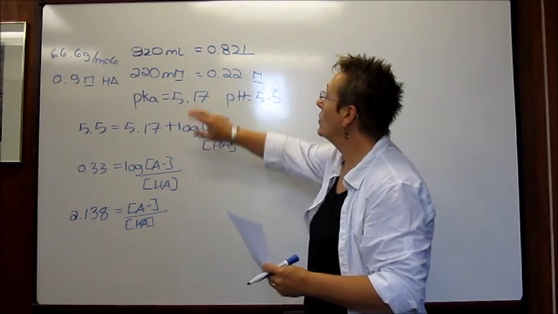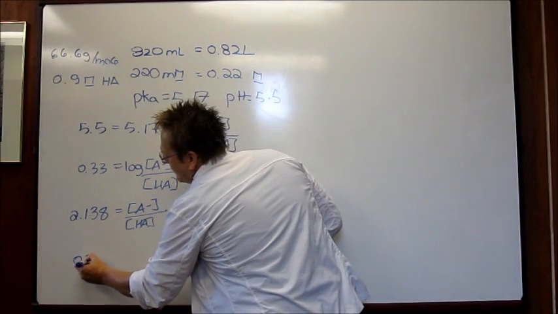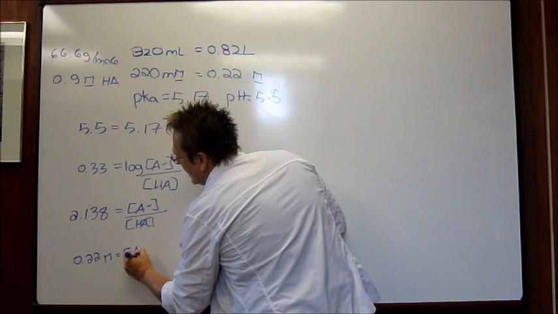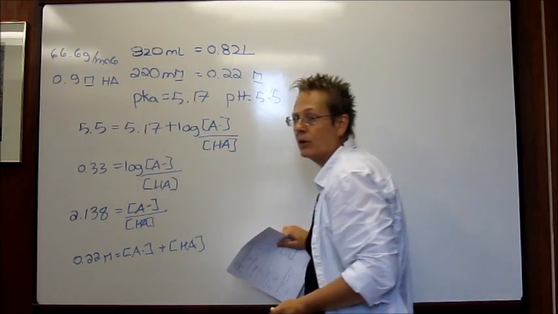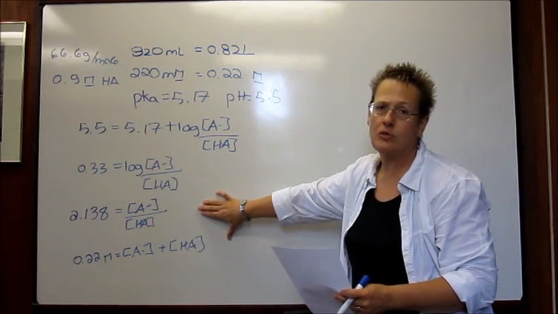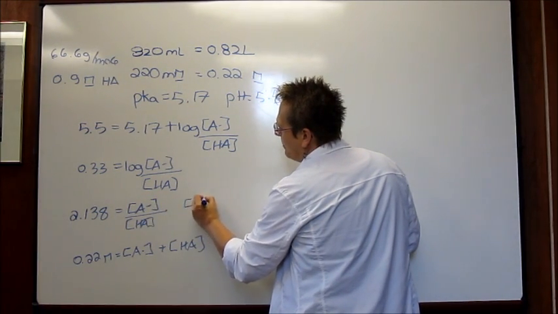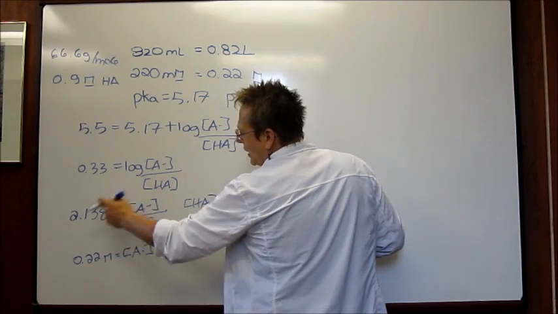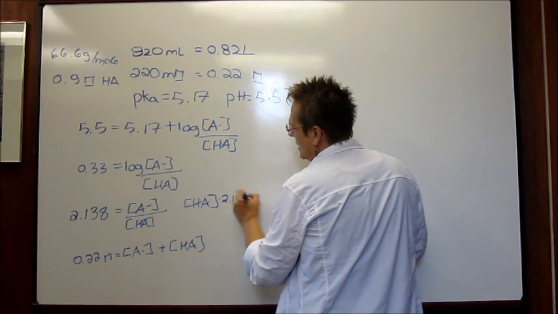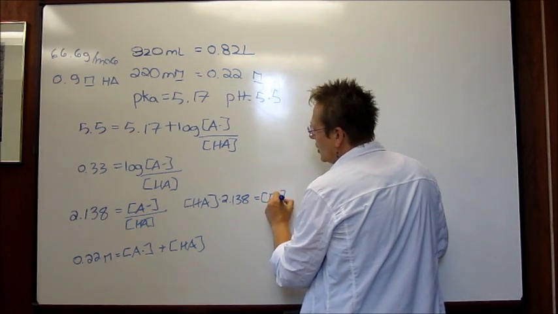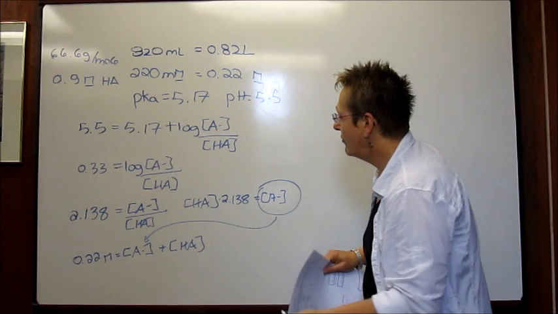Now, from the question, we know that the concentration of the buffer is 0.22 molar. And what that means is that the concentration in the form of A- plus the form of HA together make 0.22 molar. So what we have here now is two equations, two unknowns. We're going to express one of these in terms of the other. So I will multiply both sides of this equation by HA and have it say 2.138 times HA is equal to A-, which I will then substitute into this equation to solve for HA.